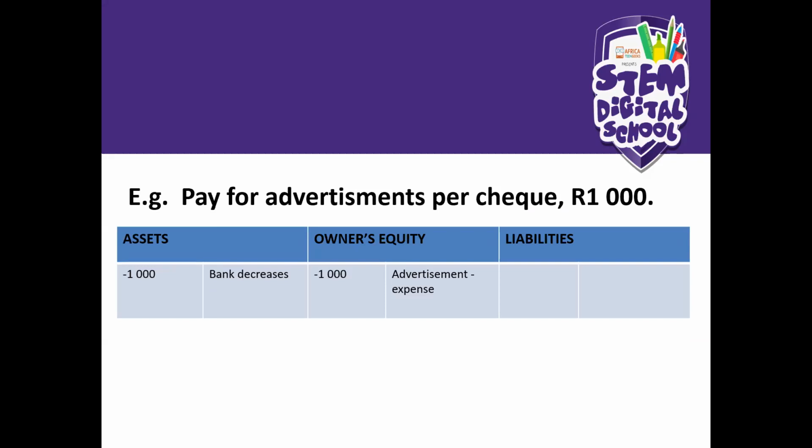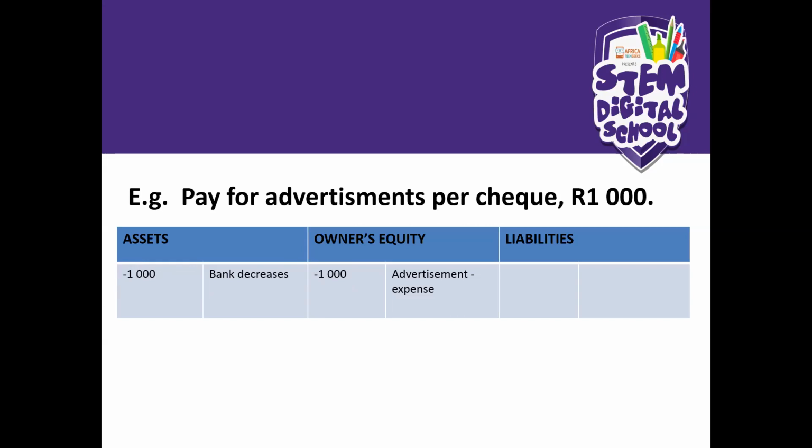Right. Then the next example was of an expense where you have paid the advertisement 1,000 rand. If you pay something, then it means your bank account is decreasing. Bank is an asset, therefore a minus. And then you need to know advertisement is an expense. Expenses is falling under owner's equity. And what you do with assets, you're going to do with owner's equity. So if there's a minus with assets, then it's going to be a minus with owner's equity. And then you say, right, it was for advertisement and it's an expense.